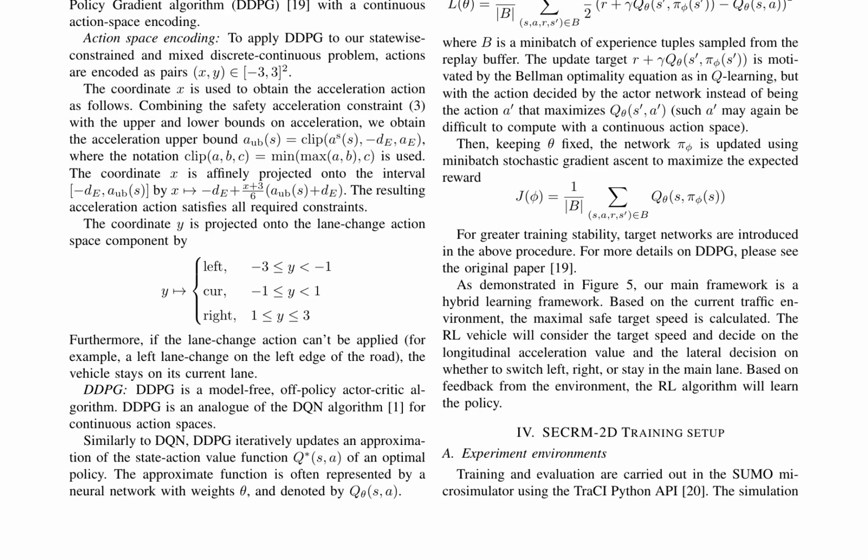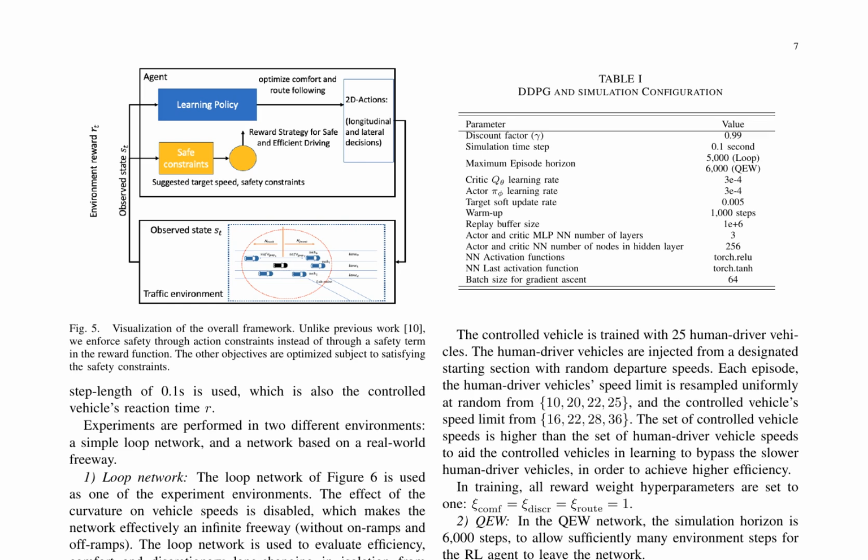The framework's hybrid learning approach considers the current traffic environment to calculate the maximal safe target speed, deciding on longitudinal acceleration and lateral decisions. Through feedback from the environment, the RL algorithm learns the optimal policy. The research paper discusses the development of a safety-aware autonomous vehicle control system. It presents a novel framework that enforces safety through action constraints rather than a safety term in the reward function.